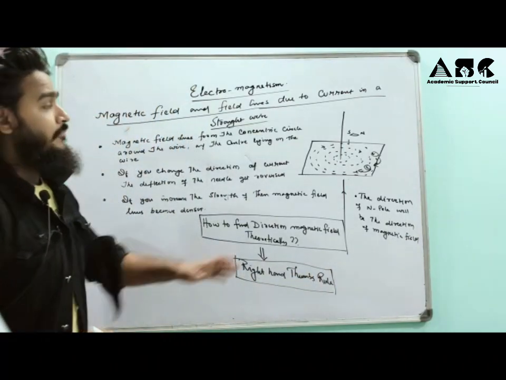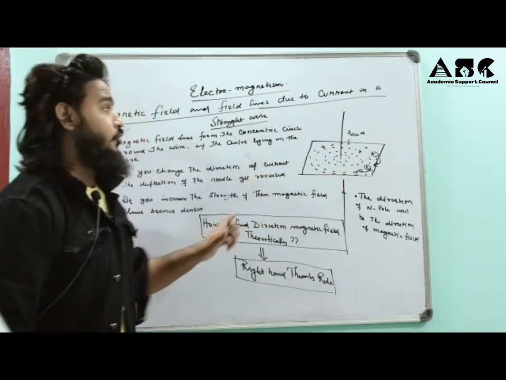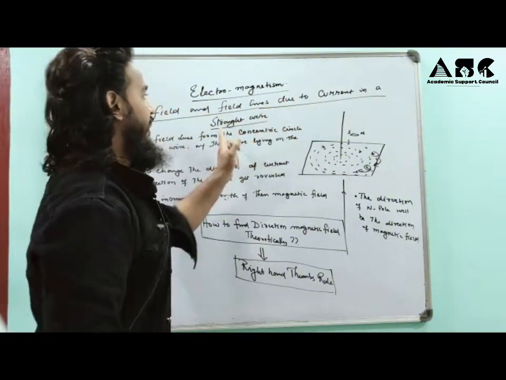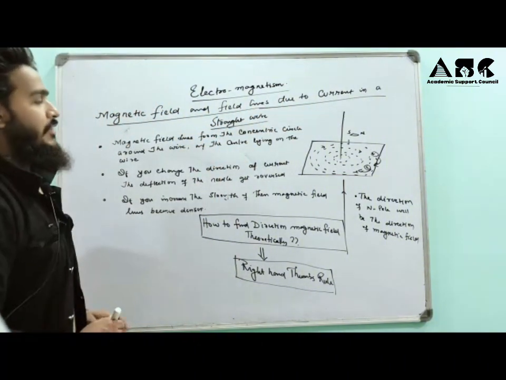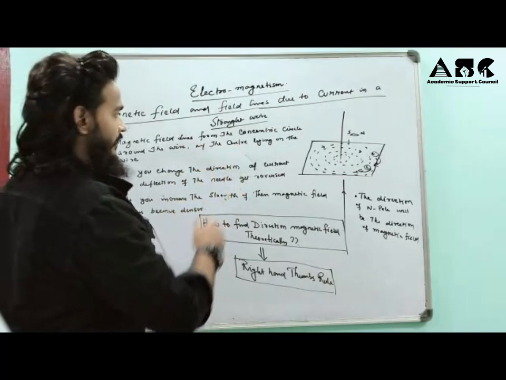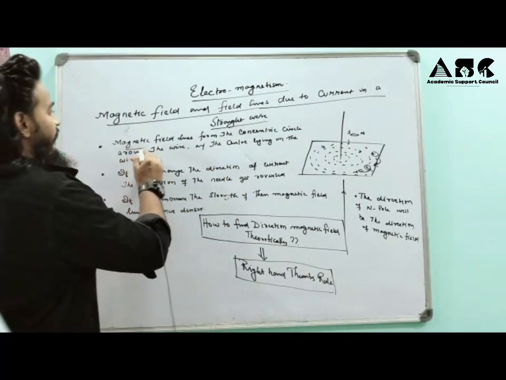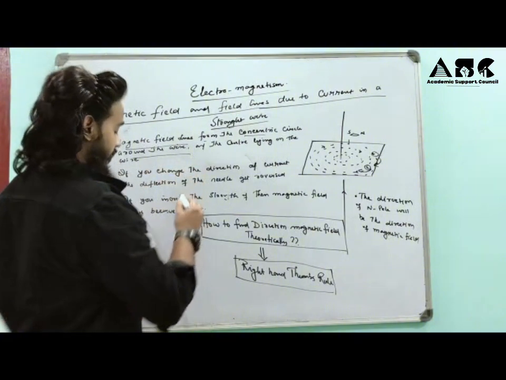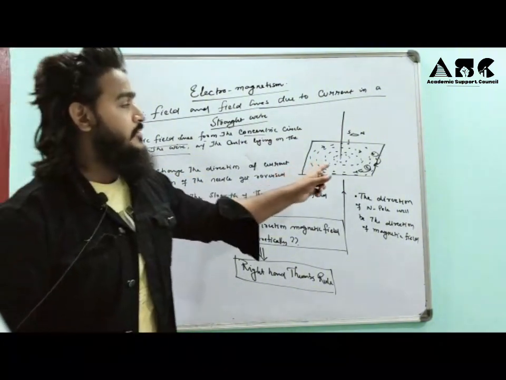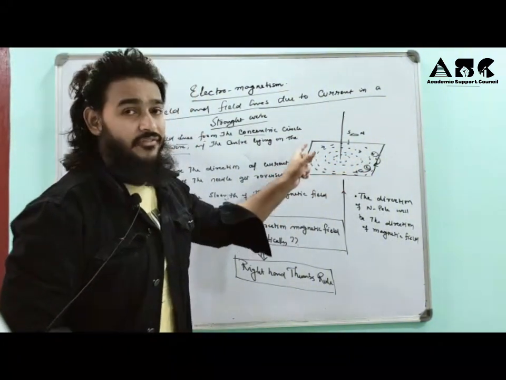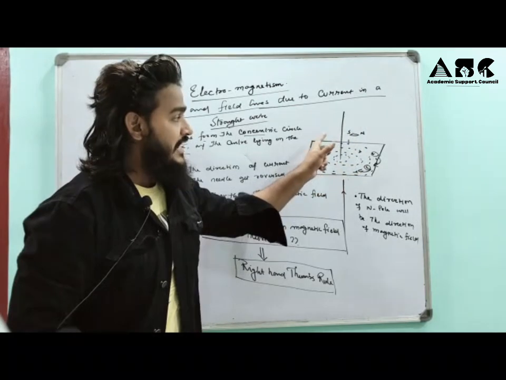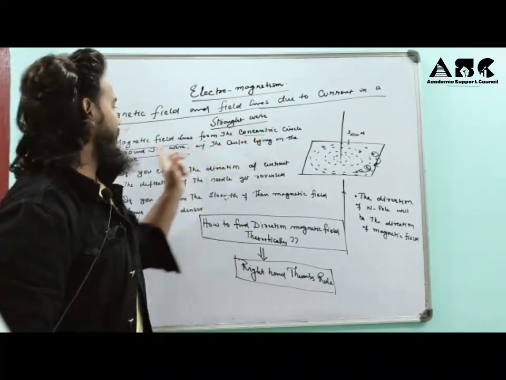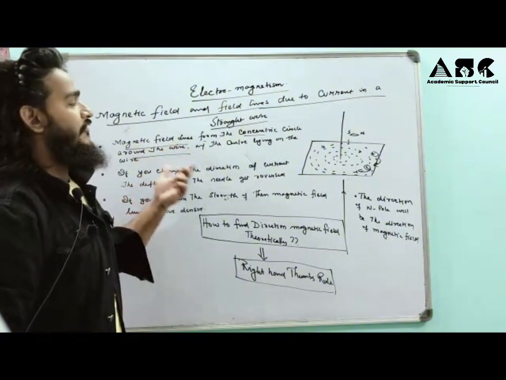So now from this experiment, what do we conclude for the magnetic field and magnetic lines due to the current in a straight wire? What you observe is that the magnetic field lines form concentric circles around the wire. Obviously, all the iron filings will make a concentric circle. So what are the magnetic field lines?